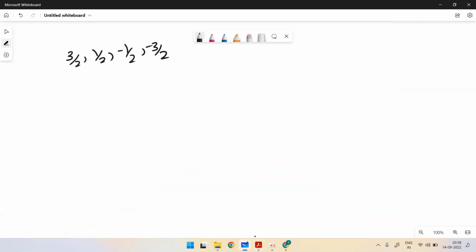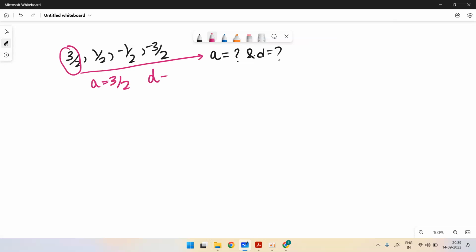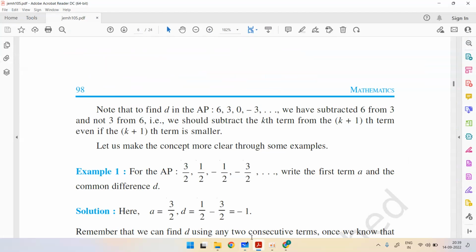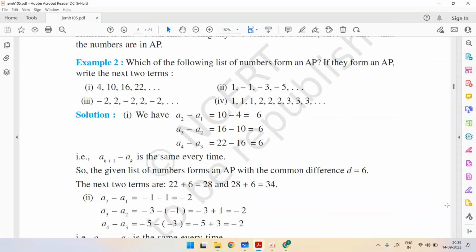To find that, you need to find the value of A, the first term, and the value of D, the common difference. The first term is the value of A, so A is nothing but 3 by 2. What is the common difference? The common difference is the difference of any two consecutive terms. So I can take it as half minus 3 by 2, which is 1 minus 3 by 2, nothing but minus 2 by 2, that is minus 1. So my D value is minus 1. A is 3 by 2 and D is minus 1. This is the answer.